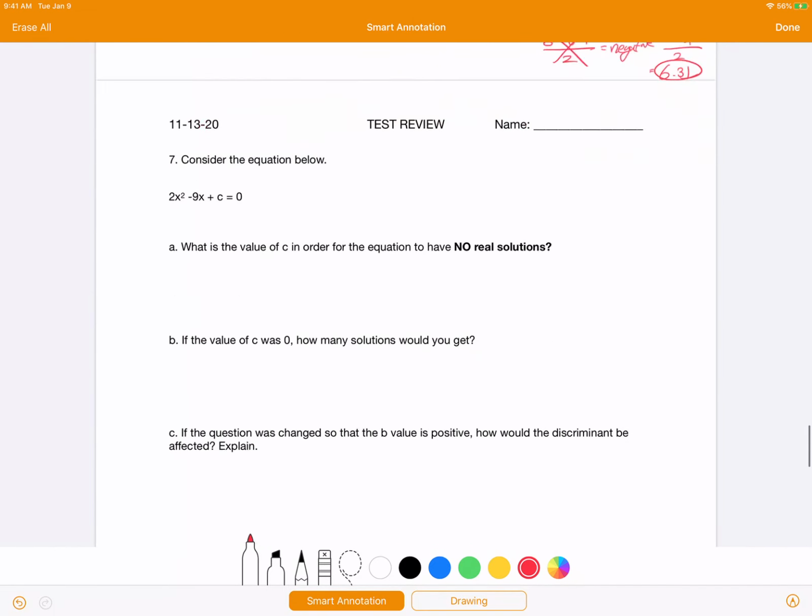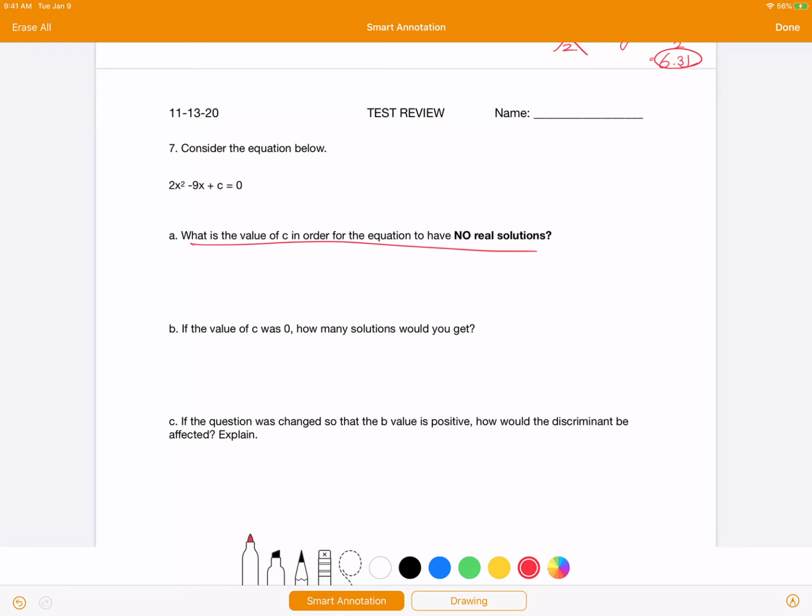Okay, so the last question is, what is the value of c in order for it to have no solution? So then that would be b squared minus 4ac less than 0. So that's 81 minus 4 times 2 times c, which is less than 0. So 81 minus 8c is less than 0. So 81 less than 8c, divided by 8. So 81 divided by 8 is, c is actually greater than that value.